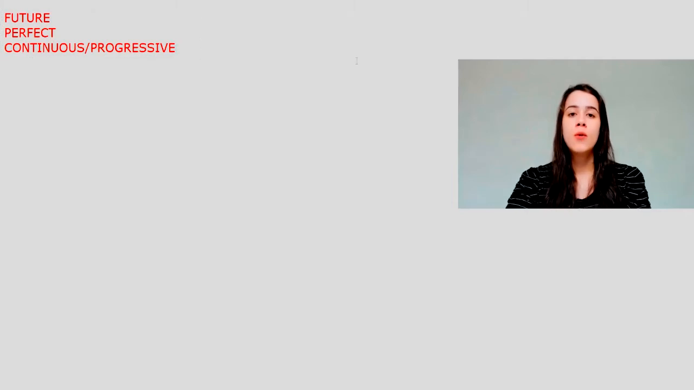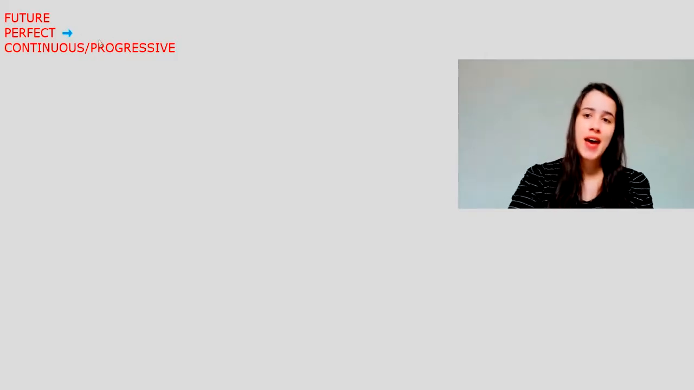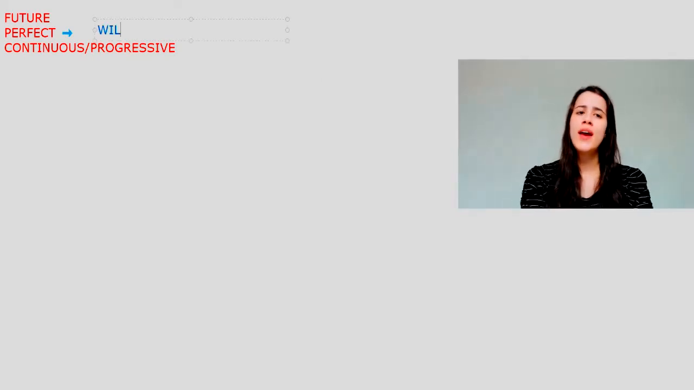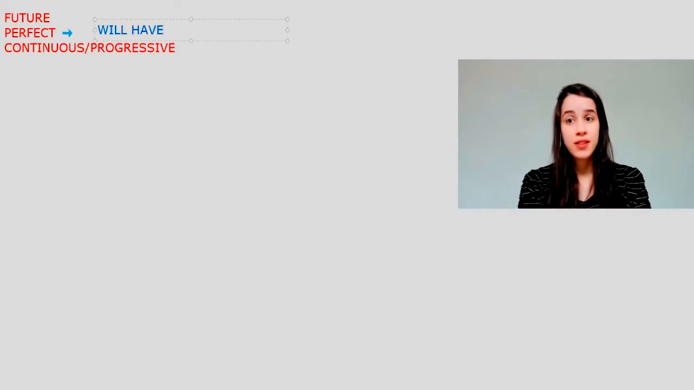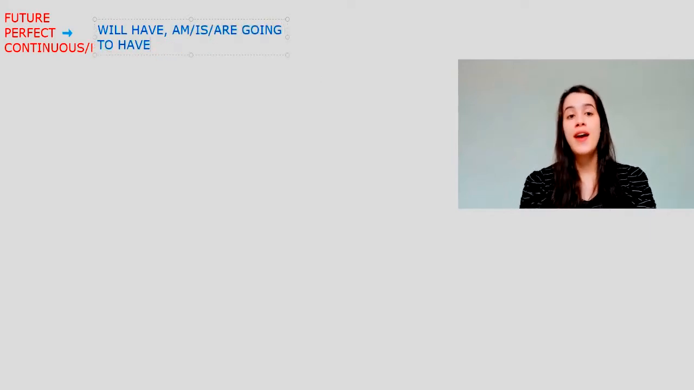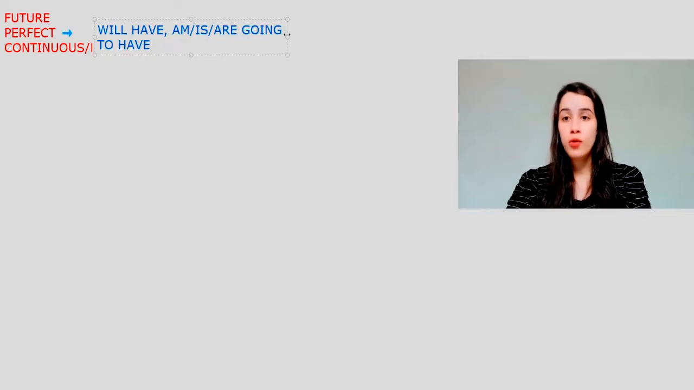Perfect means there's have, has, or will have. In this case, it's future perfect, so we have the auxiliary will have. Oh, can I use just will have? In fact, no. You can use will have, or for example, am, is, or are going to have. That is another form of future.